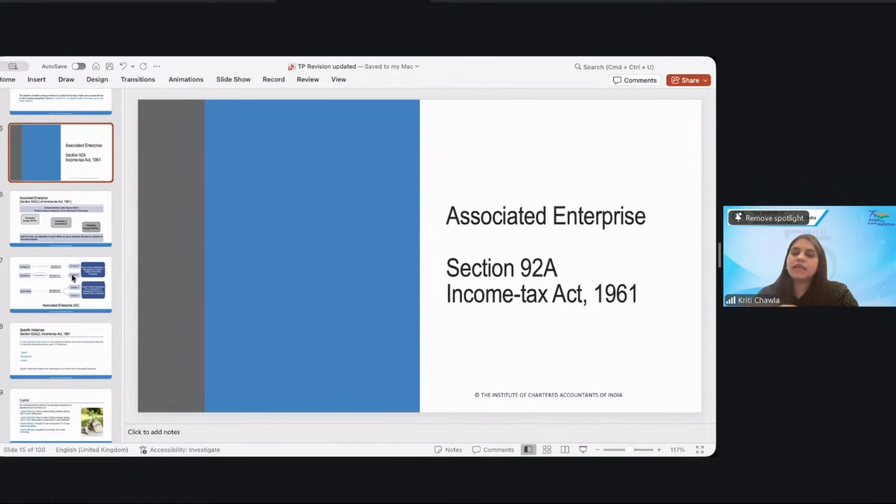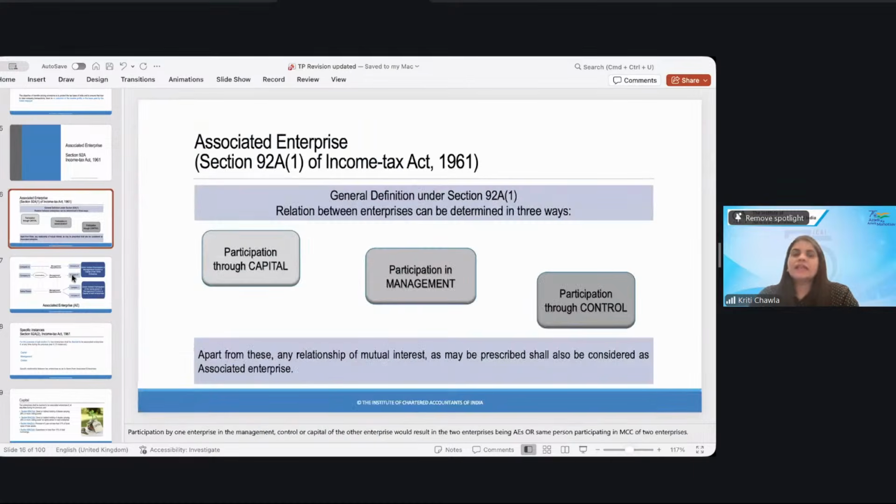Now, associated enterprises is coming from Section 92A of the Income Tax Act 1961. This is Section 92A, subsection 1 of the Income Tax Act 1961. And then there is Section 92A, subsection 2 of the Income Tax Act 1961. So there is a general definition under Section 92A(1).